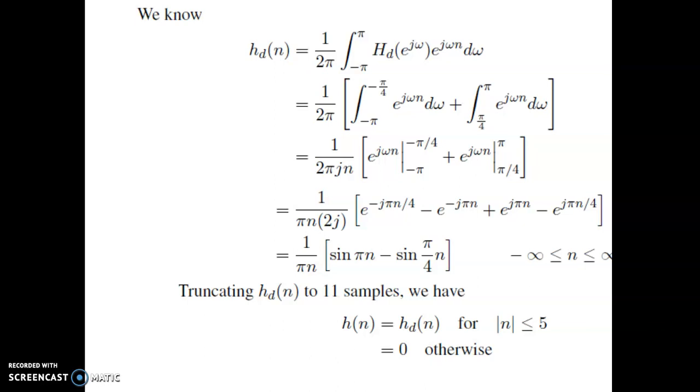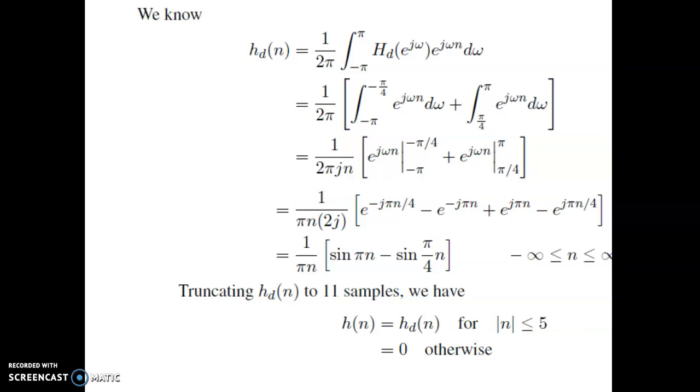This is equal to 1/2π times the integral from -π to -π/4 of e^jωn dω, plus the integral from π/4 to π of e^jωn dω. I can write this as 1/(2πjn) in brackets, e^jωn going from -π to -π/4 and e^jωn going from π/4 to π. Eventually I can solve the total equation to get (1/πn)(sin πn - sin(πn/4)).